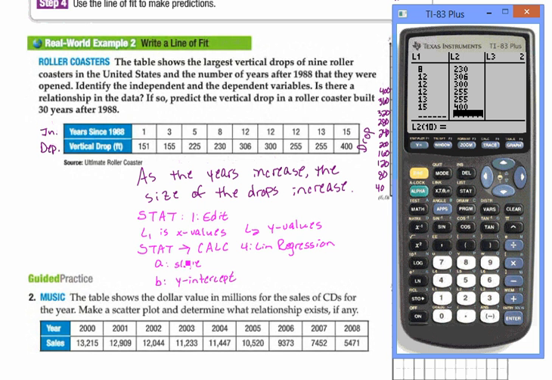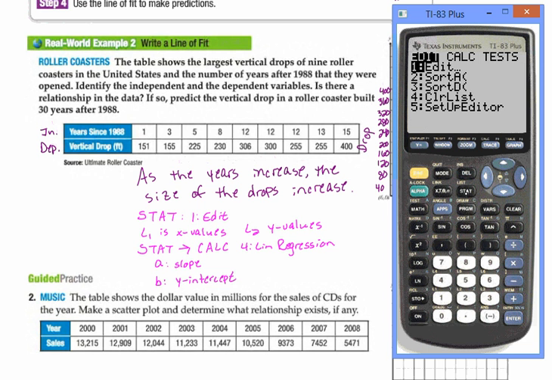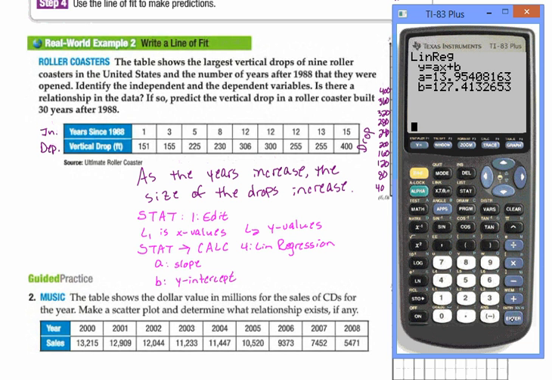Now we're going to ask it to take these values and write an equation. So we're going to go back to the stat. You don't have to save anything. It automatically saves it. So if we hit stat, we have to right arrow over to calculate. We want it to write an equation. So 4, and then we're going to hit enter.